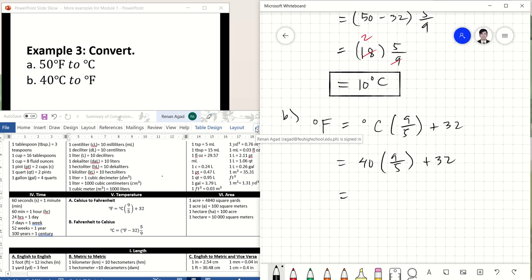Following PEMDAS, we multiply first 40 with 9/5. But 40 divided by 5 is already an 8. And then 8 times 9, that's already 72. Then you add afterwards, and you will get 104 degrees Fahrenheit. So that's our answer. So 40 degrees Celsius and 104 degrees Fahrenheit have the same temperature.